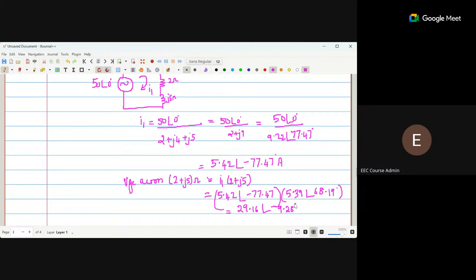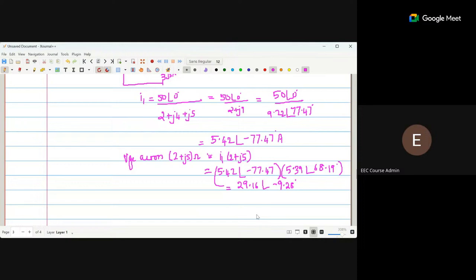So when you have two complex quantities represented in polar form, and if you perform the multiplication, you multiply the magnitude part and you add the angle parts. So 5.42 and 5.39 will be 29.16. Minus 77.47 plus 68.19 will give you minus 9.28 degrees. So this is in volts.